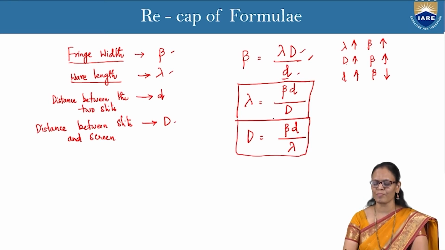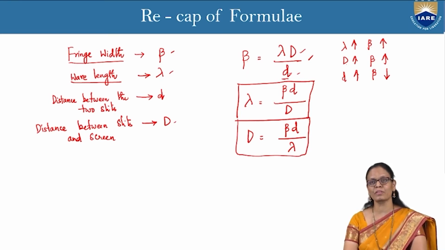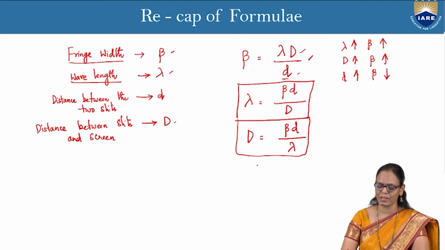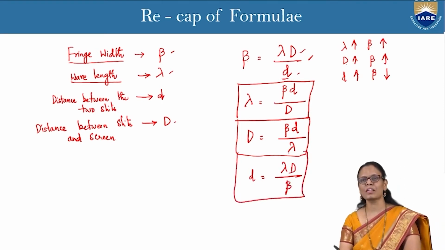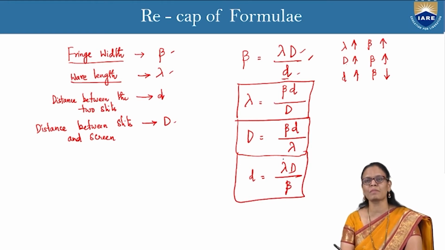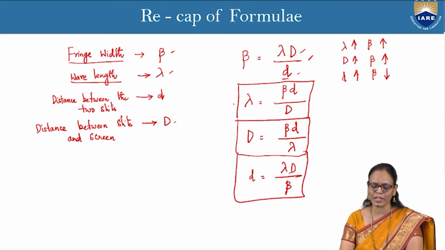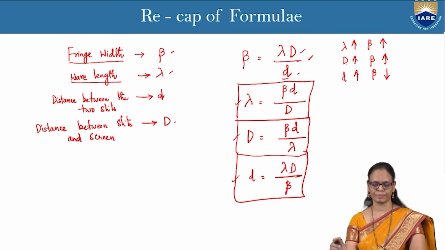This is another formula. Sometimes we may be asked to calculate the distance or the separation between the two slits. So small d will be equal to lambda D upon beta. Upon doing these numericals, our concept of fringe width becomes very clear. We'll try to understand how wavelength, the distance between the slit and the screen, or the separation between them plays a very important role in getting the interference pattern.